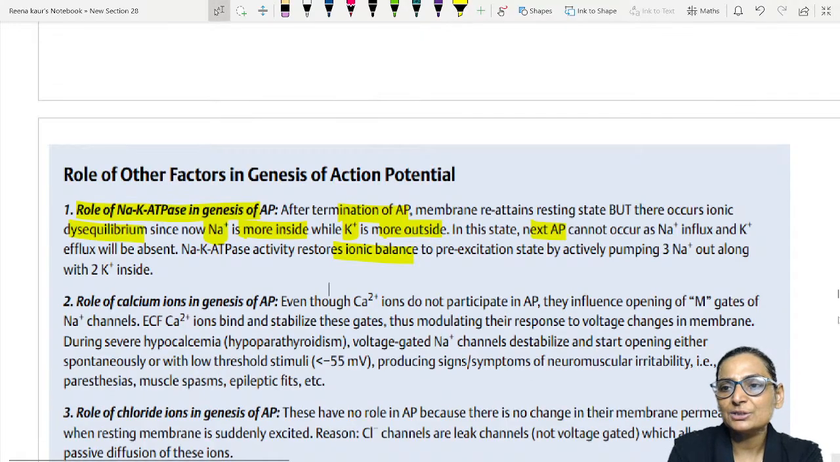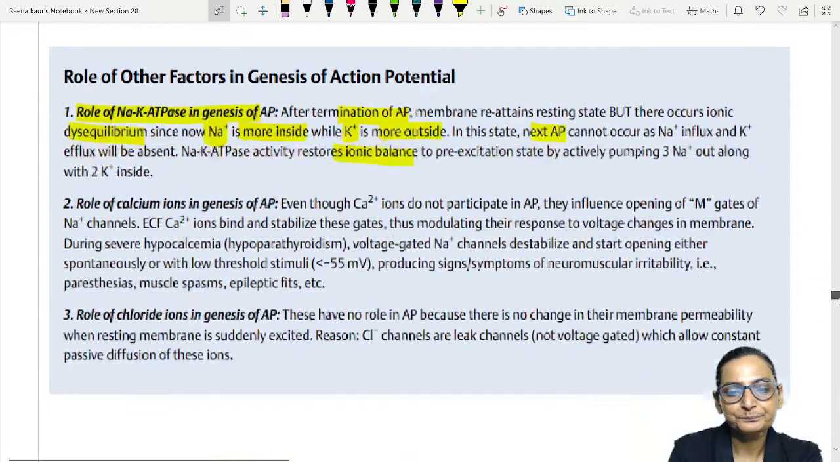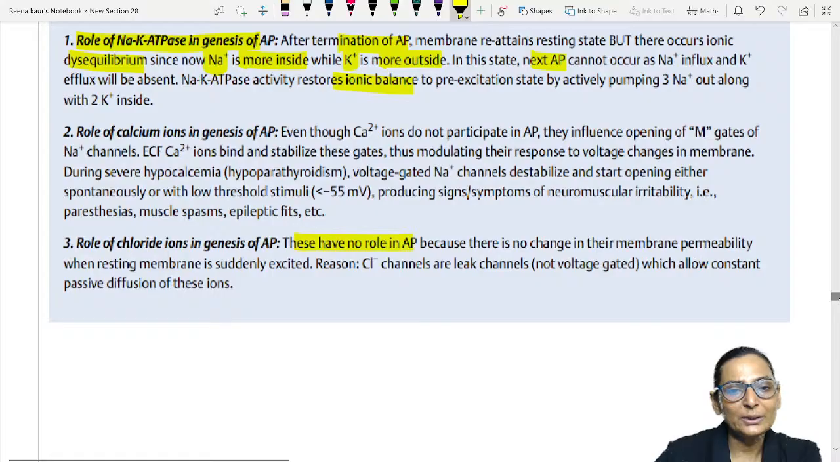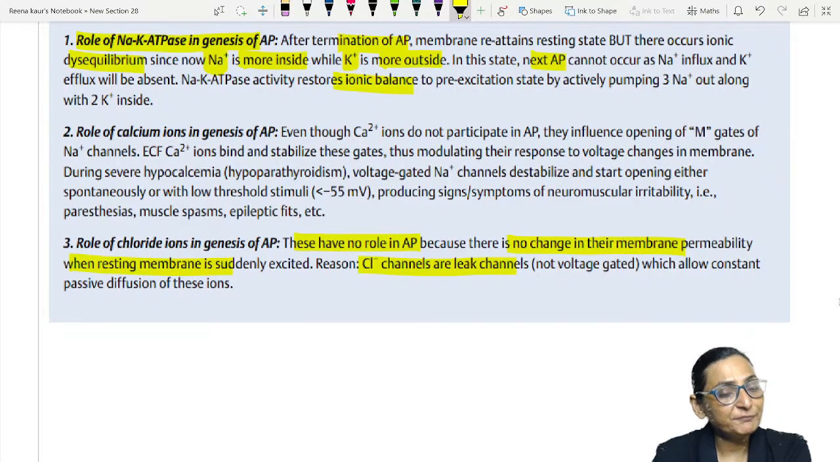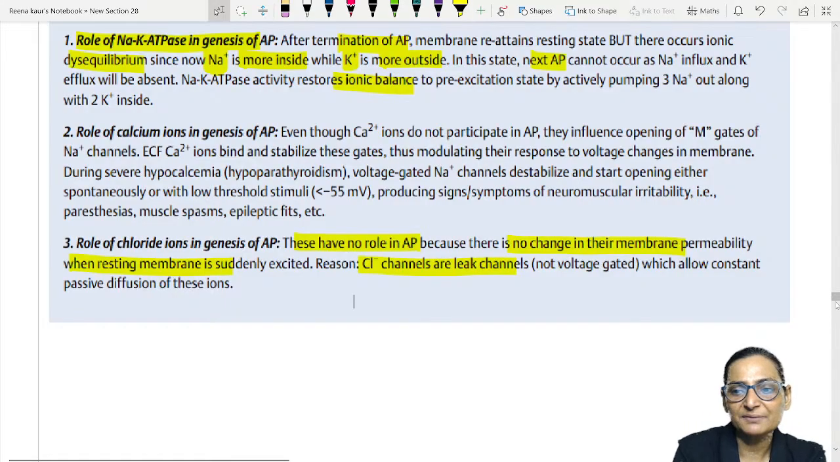Remember, chloride ions usually have got no role. Chloride ions have no role in action potential, because there is no change in the membrane permeability to the chloride ions in resting condition. Moreover, the chloride channels are not voltage gated. Okay, there is simply a kind of leakiness, or there is simply a passive diffusion of these ions. So the chloride ions are not responsible for RMP directly, and also they are not opening or closing with the action potential. There is only a passive diffusion.